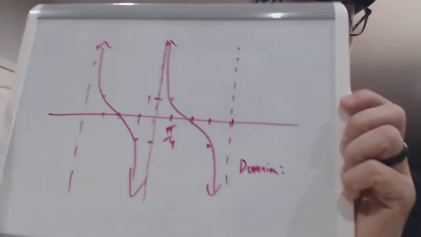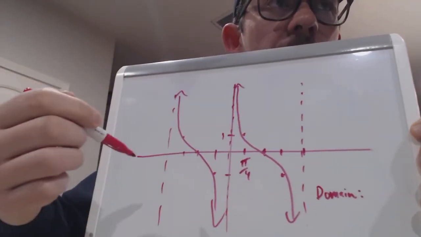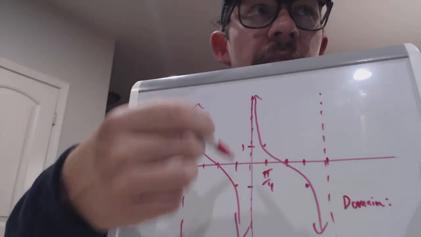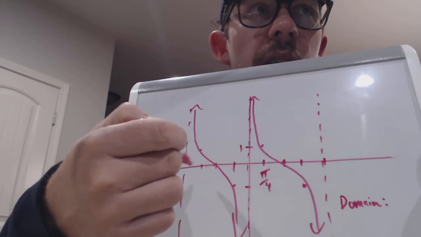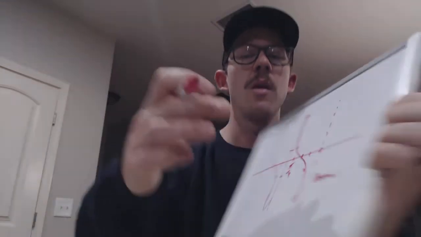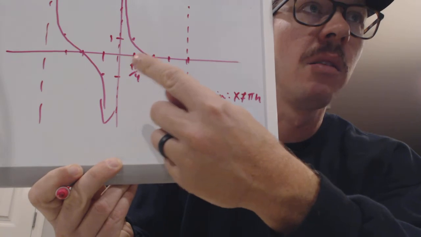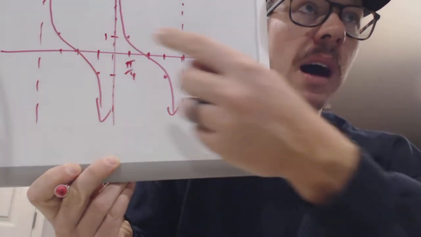First, for the domain, we obviously have asymptotes. We have places we can't have. So the domain is X can't be any asymptote. If you look, these asymptotes are pi away from each other, so we can say X cannot equal any multiple of pi. Because look, this is 0. This is 1 pi. This is negative 1 pi. At 2 pi, you'd have one, and so on. So X cannot equal any multiple of pi.